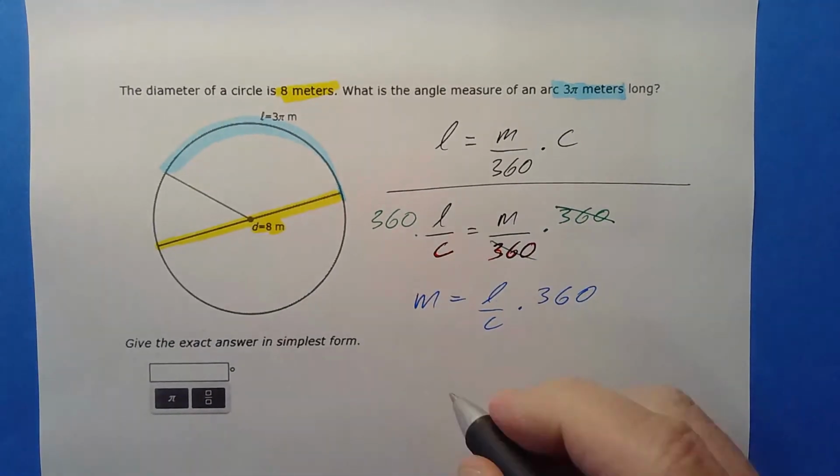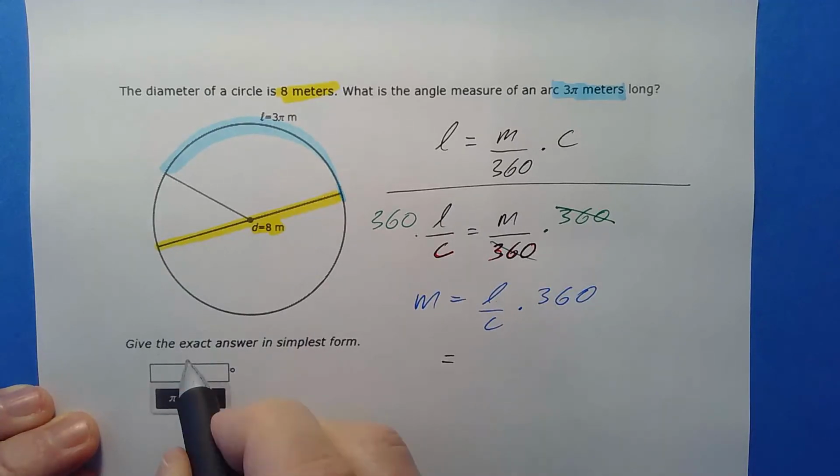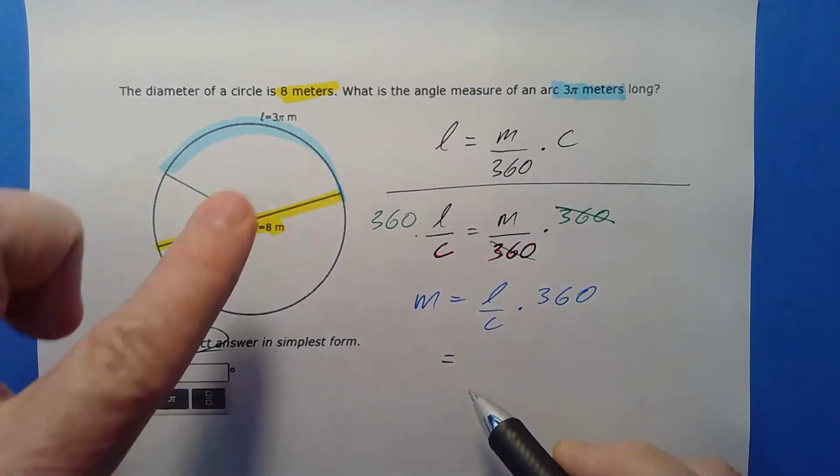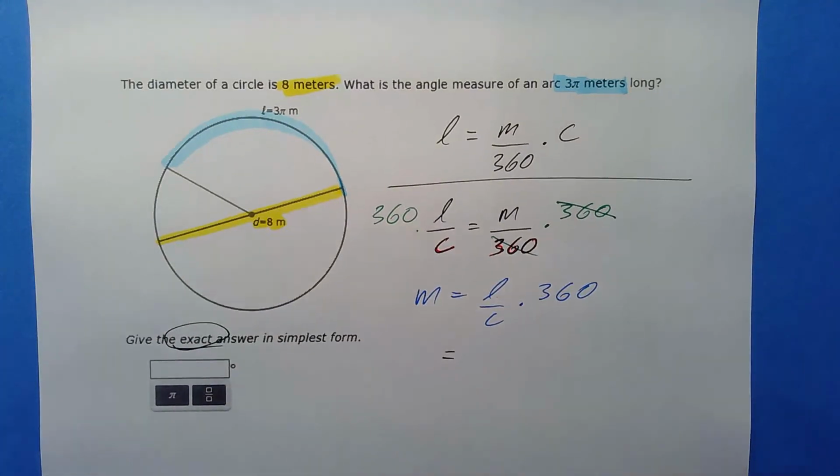So we come up here, and again, I just noticed something. Look, they want an exact answer. That means I'm going to leave pi alone. Whenever you see exact, that means don't mess with pi. Just leave it as pi.